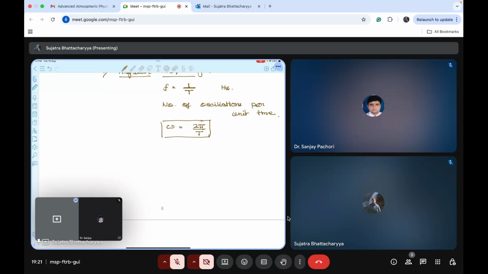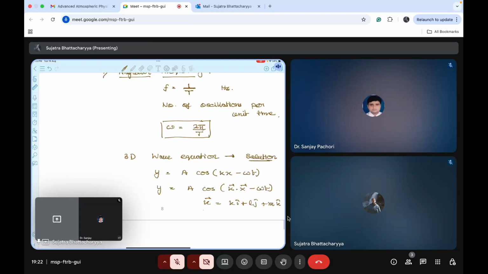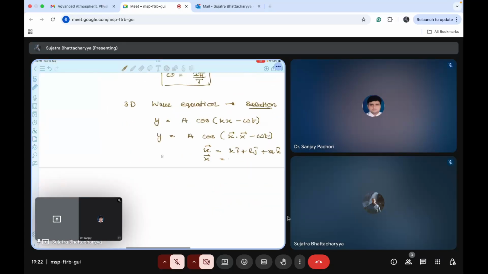Now, you will definitely have a wave equation, which will be three dimensional, so a 3D wave equation. We are not going into details of the wave equation, you can look into it, but we are mostly interested in the solution of the wave equation. One such beautiful solution is A cosine or sine, whatever you want to take, of kx minus omega t. Actually, for 3D, it can be written as A cos of k vector dot x vector minus omega t, where k vector is ki plus lj plus mk, and x vector is xi plus yj plus zk. So x, y, z are the displacements in the x, y, and z directions.